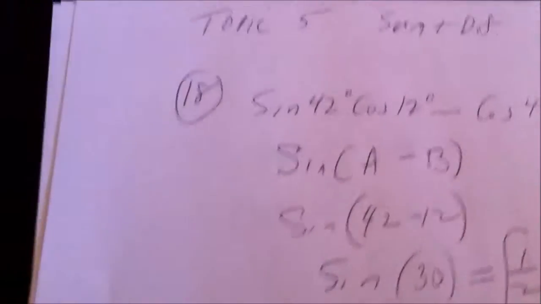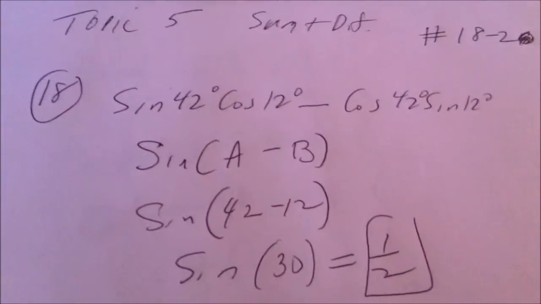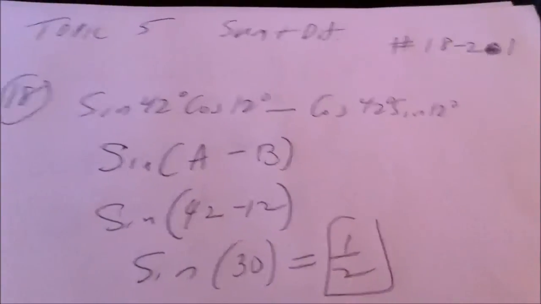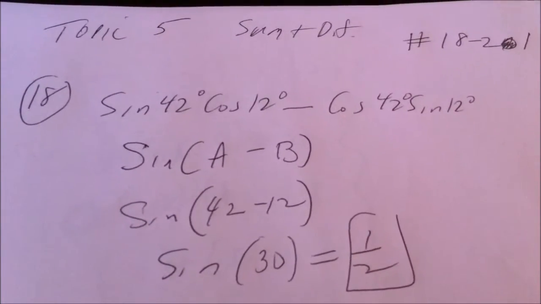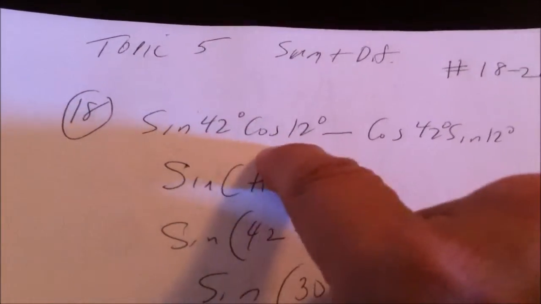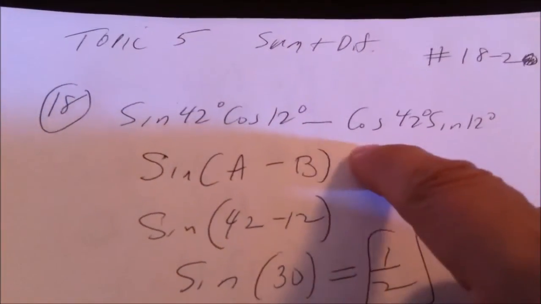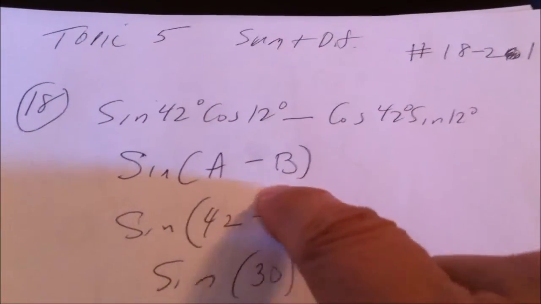Number 18 and number 19 were either sum or difference formulas. Number 18 was a sine of a minus b. So how do you think I knew it was a sine of a minus b? Well, we have those trusty reference sheets, and on the left you have your sine, cosine, and tangent of the sum and the difference formulas. You look for the pattern, sine, cos, minus, cos, and then sine. And that pattern was sine of a minus b.